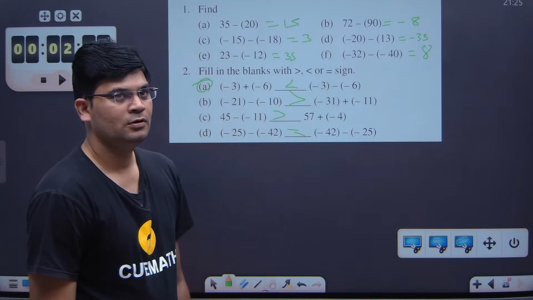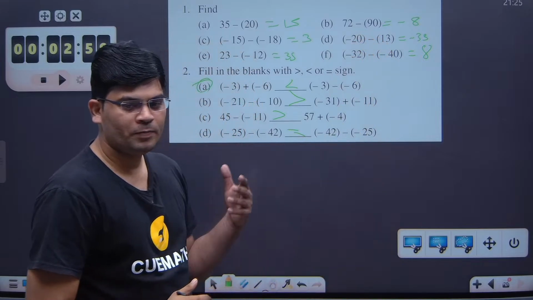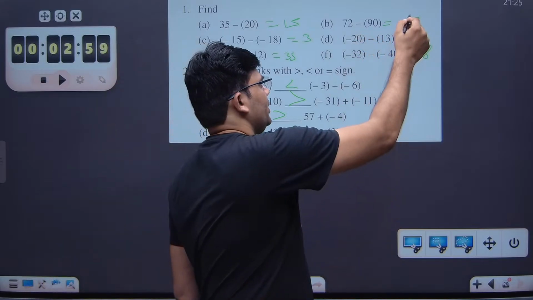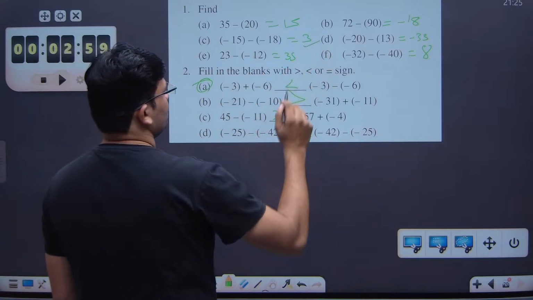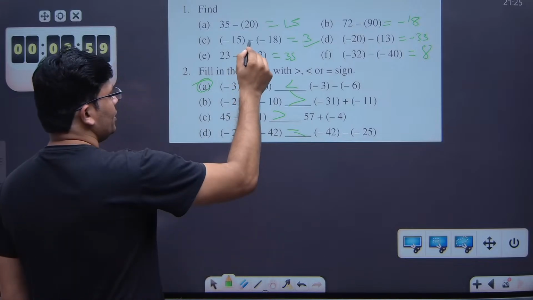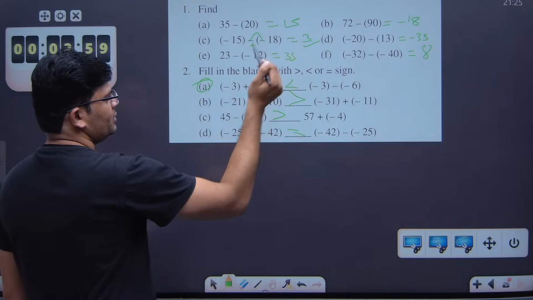Okay, 90 minus 72. From 72, you add 18, so it is going to be 18 minus 18. Okay, this is correct. So how to do this quickly? You can just see that negative of negative is positive. So 18 minus 15 is 3.